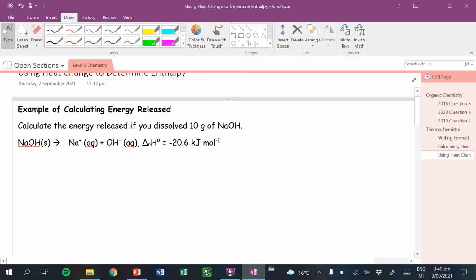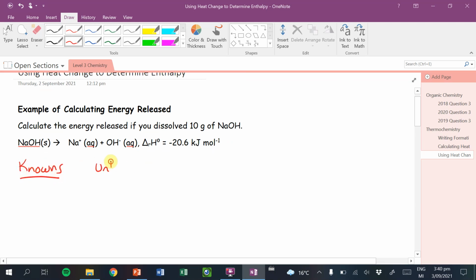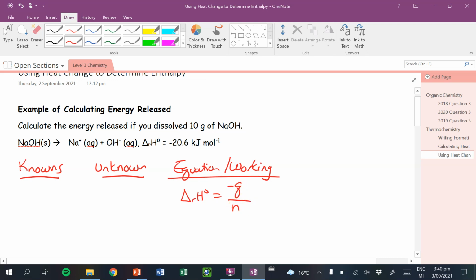Okay. So, like I said, same sort of setup that I've done before. We will write our knowns, our unknown, and then our equation slash working that we're going to be doing. So, in this example, I am just showing you how to use that delta H equal to the negative Q divided by n equation is all that we're focusing on. But in reality, you're actually going to be integrating those 2 equations together.